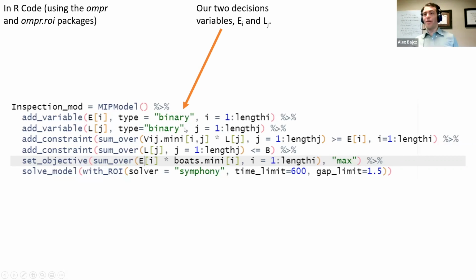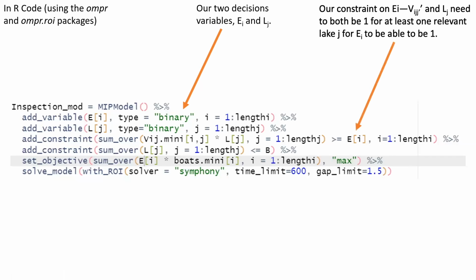You can see I've noted that they are binary here, and you can see that there are E sub I and L sub J, exactly as I've described them up to this point. That more complicated of the 2 constraints, where an edge can only be inspected if one of its involved lakes is being inspected, that's that 3rd line there. So V is our matrix, L's our lakes decision variable. All of that places a constraint on what E can do. So that's essentially what that line of code is like.